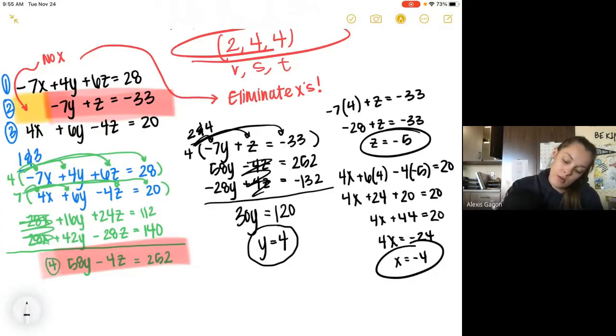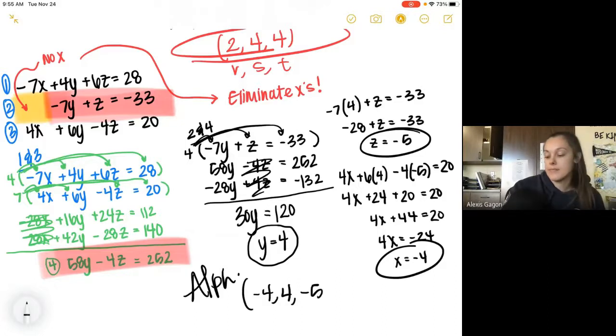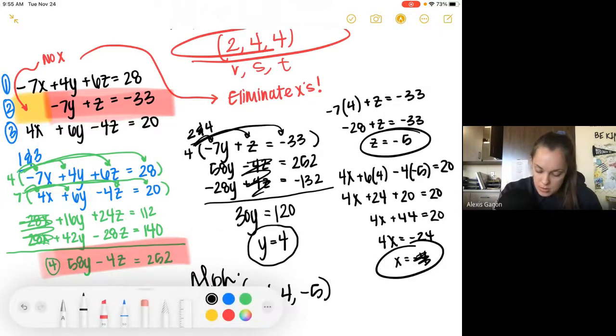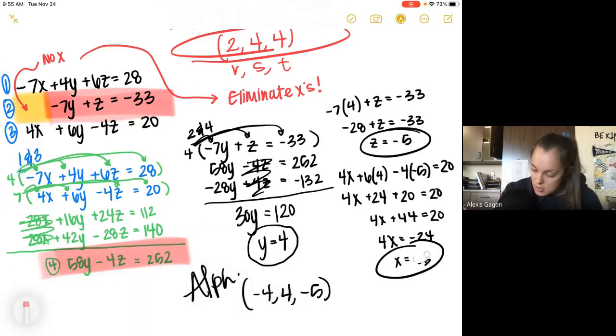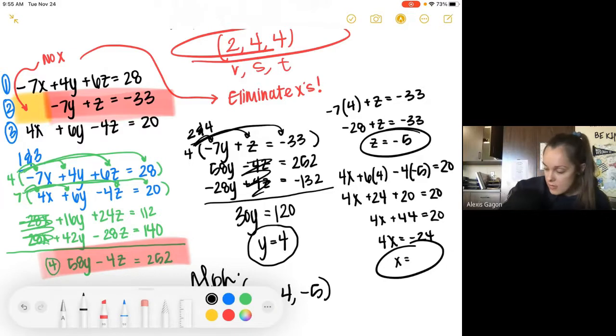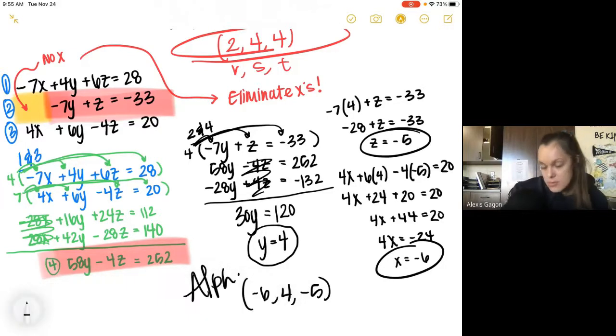Put it in alphabetical order. So it's going to be x, y, z. So -4, 4, -5. Except that was a lie. This is 6. Whoops. 24 divided by 4 is not 4. It is 6. So that's a 6. Okay. Any questions with that?